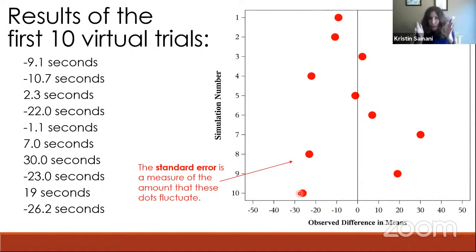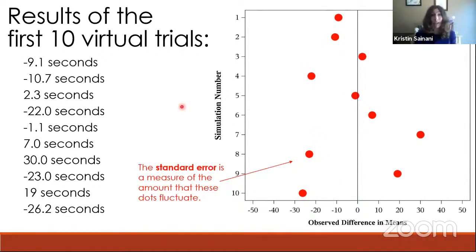Roughly, it's the average distance of those red dots from 0. And you can kind of eyeball it here. If you had to guess, what's the average distance of the red dots from 0 here? It's probably somewhere around 10 to 15. That's what our standard error is going to be here, somewhere between 10 to 15.